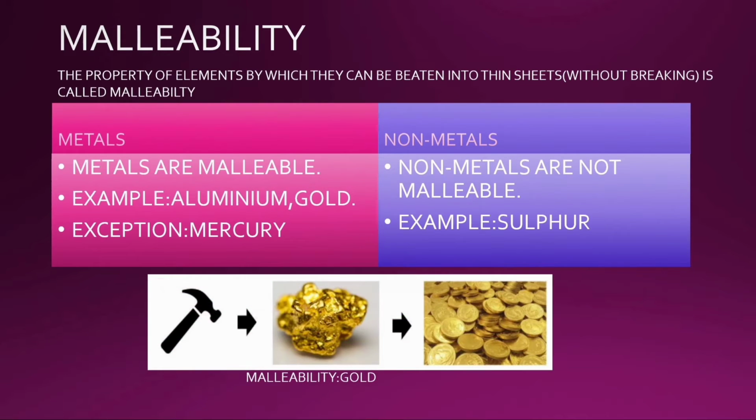Next we have malleability. The property of elements by which they can be beaten into thin sheets without breaking is called malleability. Metals are malleable. Example: aluminium foils, gold, etc. An exception is mercury. Non-metals, whereas, are not malleable. Example, sulfur. As you can see in this picture, gold is beaten and it is converted into thin coins.